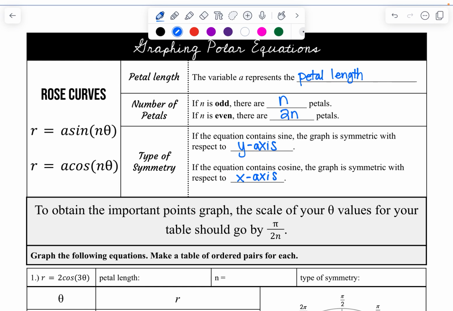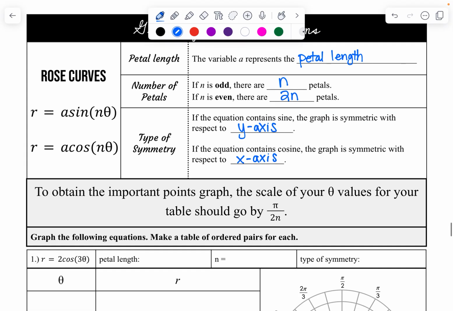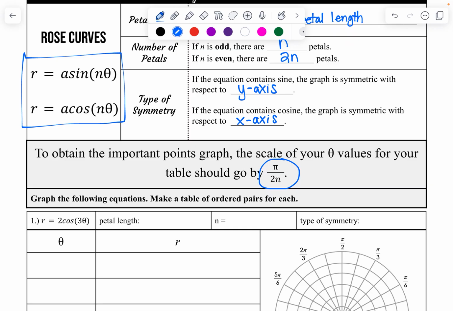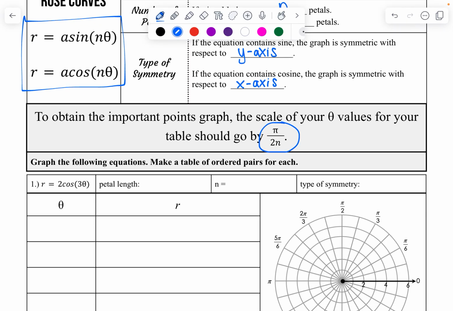To obtain the important points for the graph, the scale of your theta values for your table should go by pi divided by 2n. This is something we have to learn by heart. If we have a rose curve, so if it's just a times the sine of n theta or a times the cosine of n theta, it looks like a flower with different petals. And to scale our table, we are always going to take pi and divide it by 2 times the n value. So in our first example here, r equals 2 times the cosine of 3 theta.